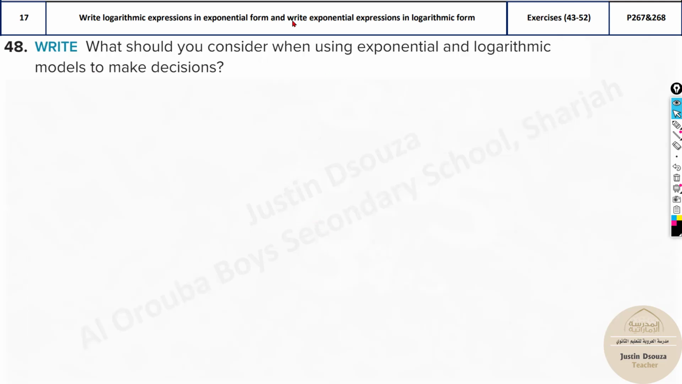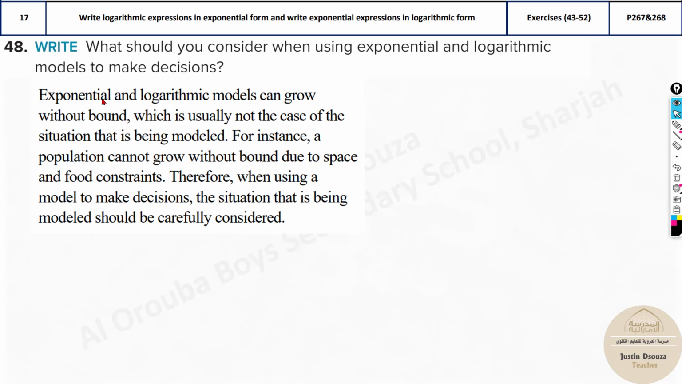Then we have, what should you consider when using exponential and logarithmic models to make decisions? To be honest, I don't understand what they want over here. There are many considerations, the base, the power. So let's quickly look into the answer, what they are looking for. Exponent and log models can grow without, okay, I understood now. This is very important. Now I remember that.